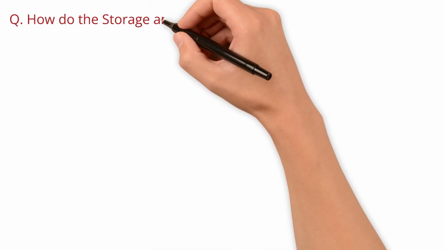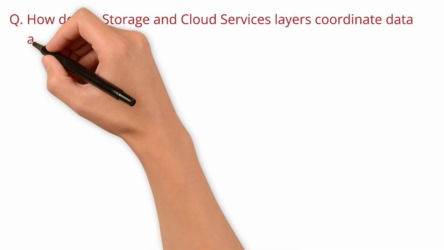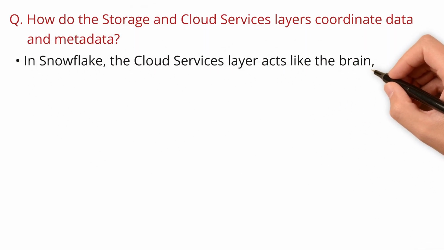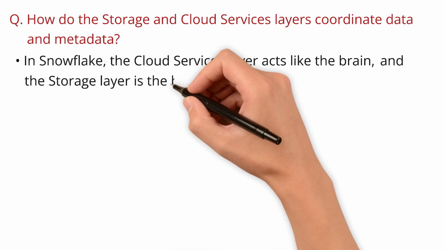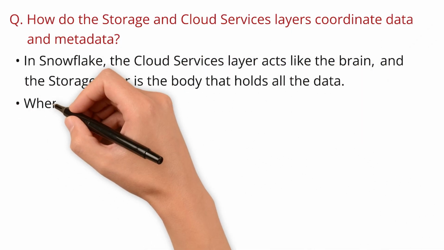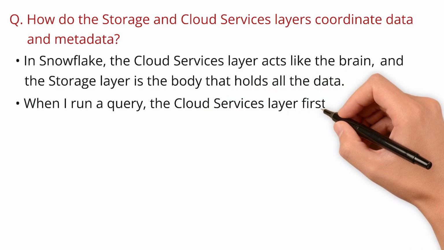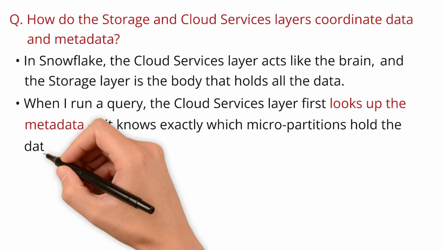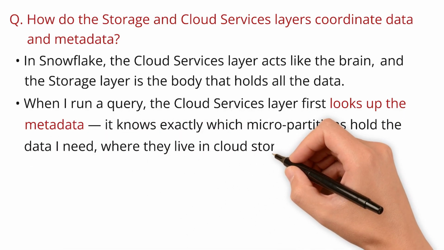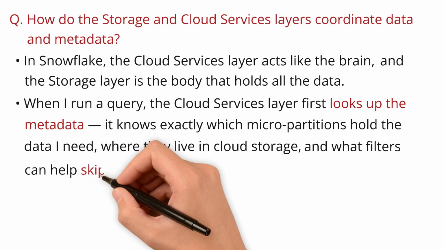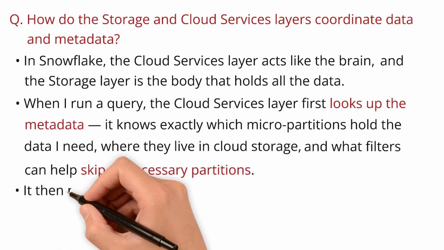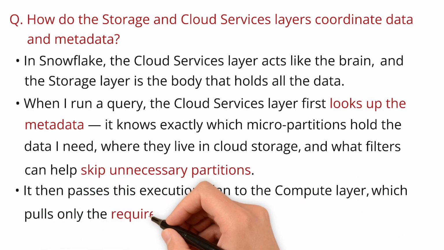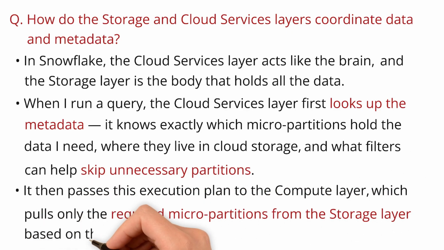How do the storage and cloud services layers coordinate data and metadata? In Snowflake, the cloud services layer acts like the brain, and the storage layer is the body that holds all the data. When I run a query, the cloud services layer first looks up the metadata. It knows exactly which micropartitions hold the data I need, where they live in cloud storage, and what filters can help skip unnecessary partitions. It then passes this execution plan to the compute layer, which pulls only the required micropartitions from the storage layer based on the metadata.